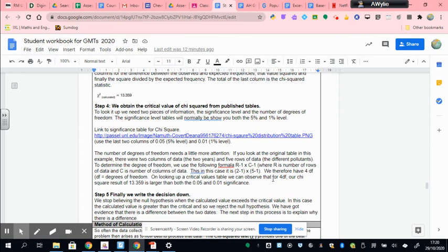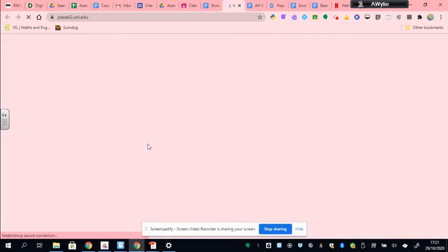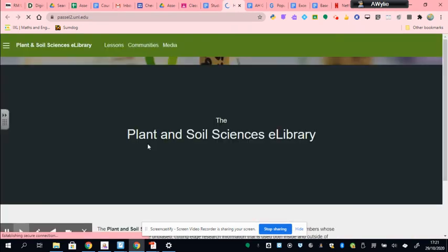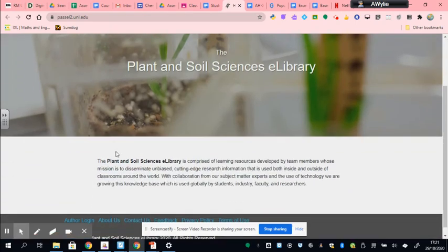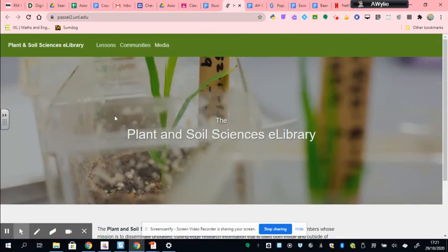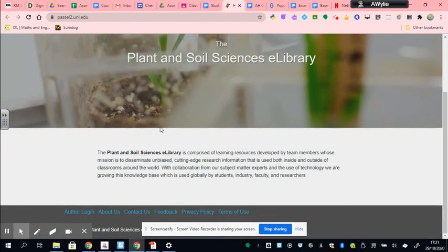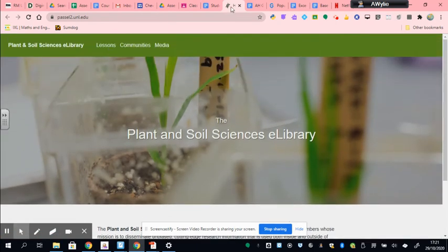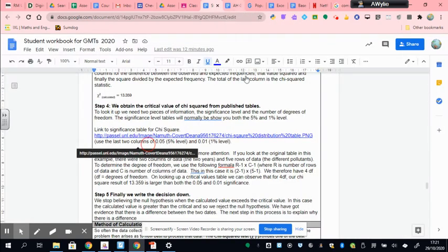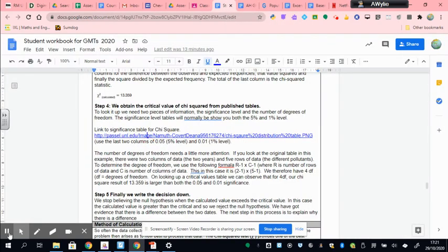And once we know that there are 4 degrees of freedom and we know that our result is 13.359, we need to find a critical values table to find out if that 13.359 is higher than the required critical value. Now I'm just looking for a link to that and it's not come up. So what I'm going to do is just pause for a second.